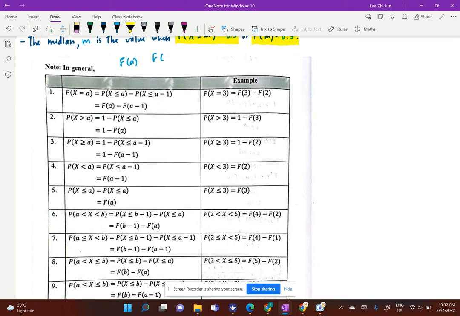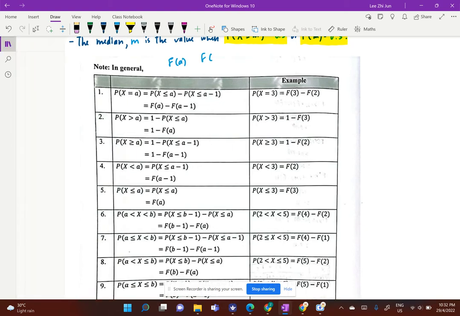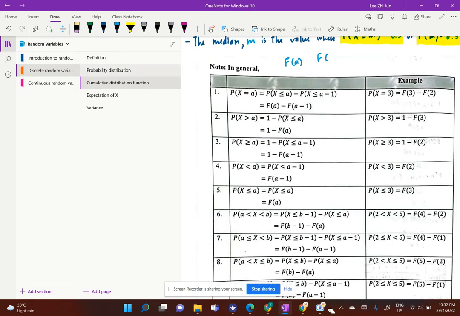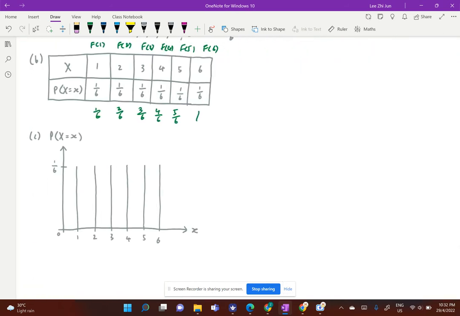P(X larger than a) equals 1 minus P(X smaller or equal to a), or just 1 minus F(a). So P(X larger than 3) is 1 minus F(3). I want to find P(X larger than 3). F(3) equals 3 over 6, so you'll get 3 over 6, simplified as 1 over 2. So I will get P(X larger than 3).